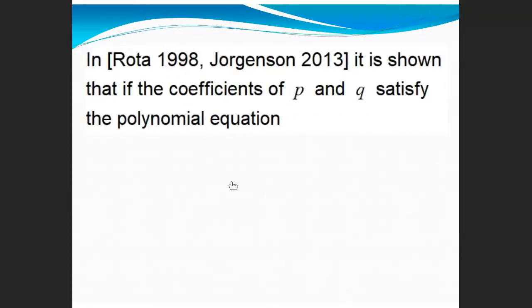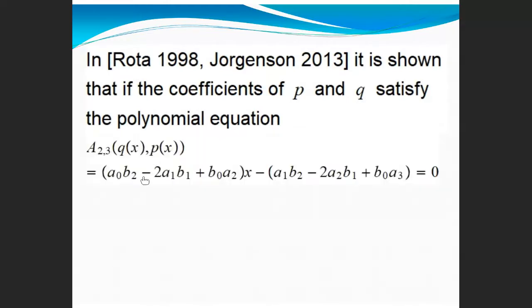In Rota from 1998, it's shown that if the coefficients of p and q satisfy this polynomial equation, which is called the A23 apolar invariant... And I won't be showing why these invariants are invariants. It takes a little bit too much time, but the detail of that is in Jorgenson 2013. And if you go to the Sul Ross website and look up my name, Chris Jorgensen, under the directory and look in my CV, you'll find links to my papers on this.